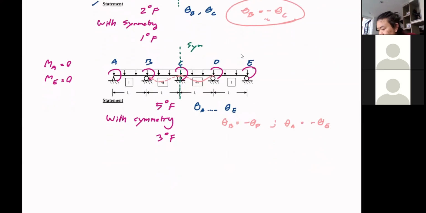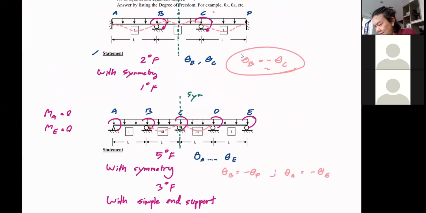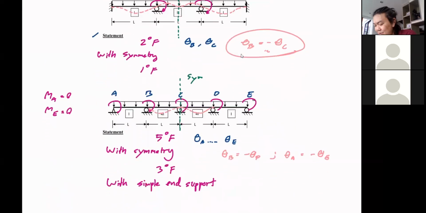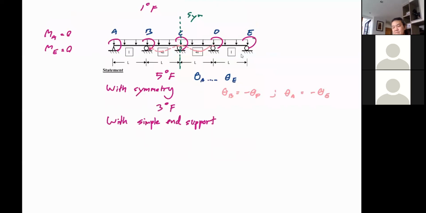So with simple end support, now how many unknowns do you have now? See, it says here, when considering simple end support conditions, how many unknowns do you actually have to solve? Three. Three? It's already three here. Oh, we have an answer from the chat. Two!